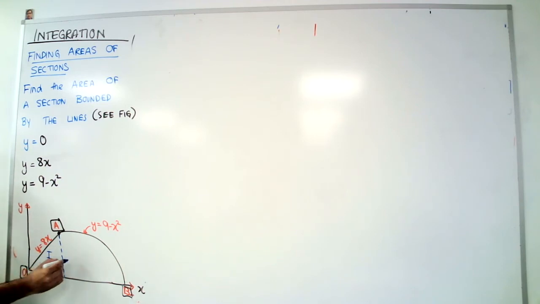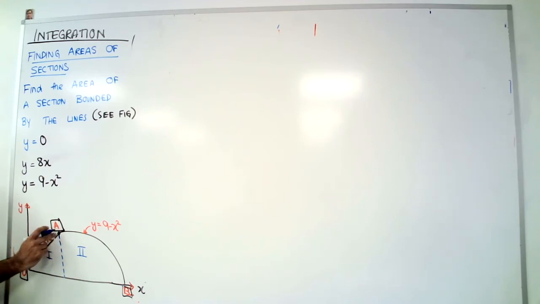I can find the area of this one, then I can find the area of this section, let's call it section 2, and then I can add them. But first, I need to find out the length and the height. I need to find the coordinates of point A. Point A lies on 9 minus x squared and also lies on 8x.